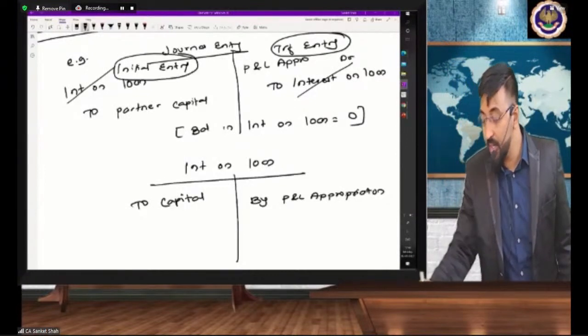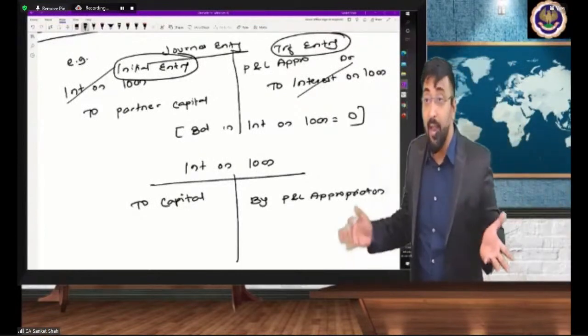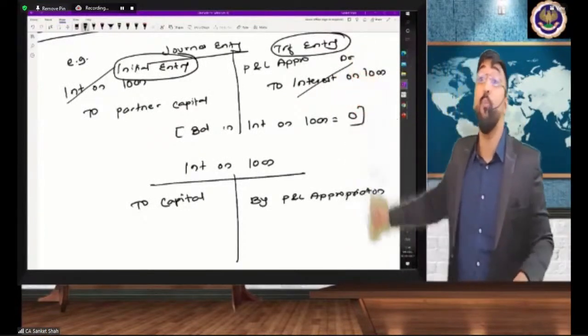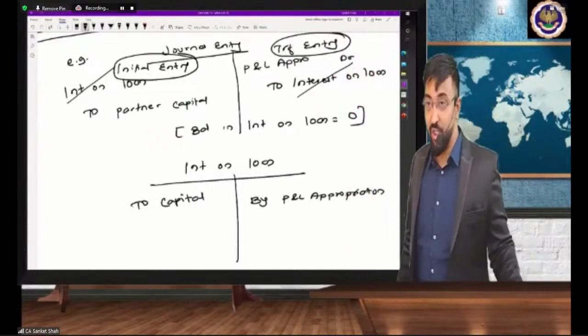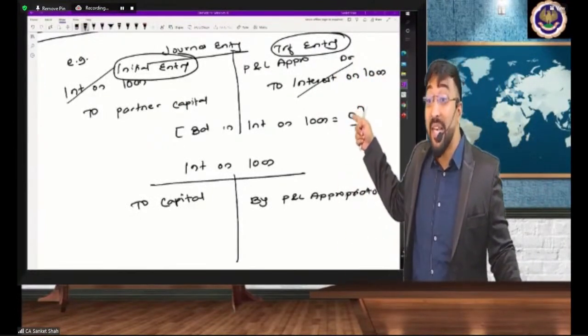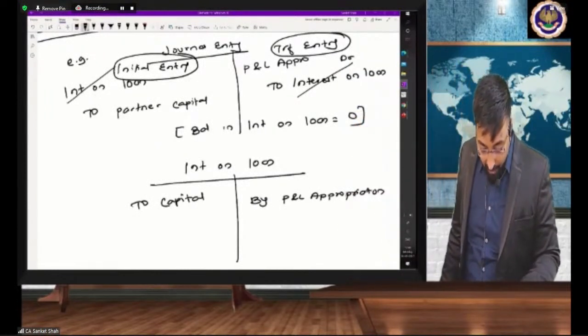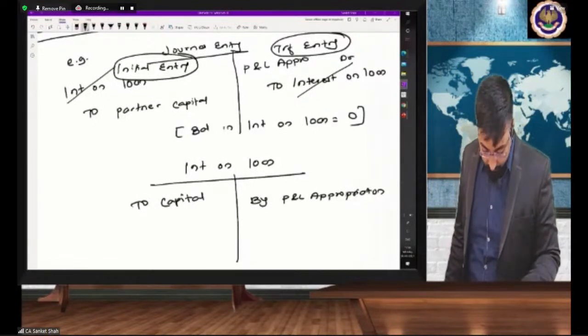Initial entry is interest on loan to partners capital. So you taught this entry already. And now you are going to transfer it to P&L appropriation. And after that, your balance becomes zero in this account. So interest on capital, I hope now you got this concept.